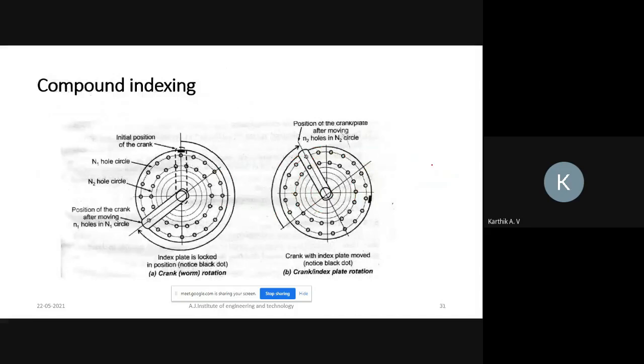Next one is the compound indexing mechanism. In the compound indexing mechanism, initially we rotate the crank. Once the crank rotation is over, next we rotate the crank plate itself. That is nothing but the compound indexing mechanism. Both the crank as well as the crank plate will be rotated.